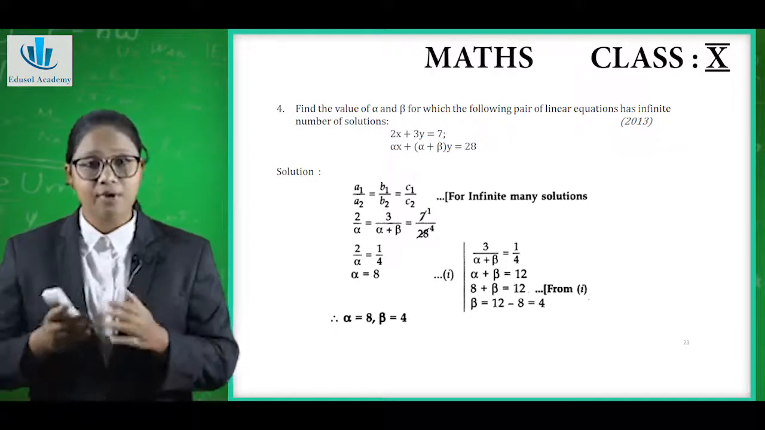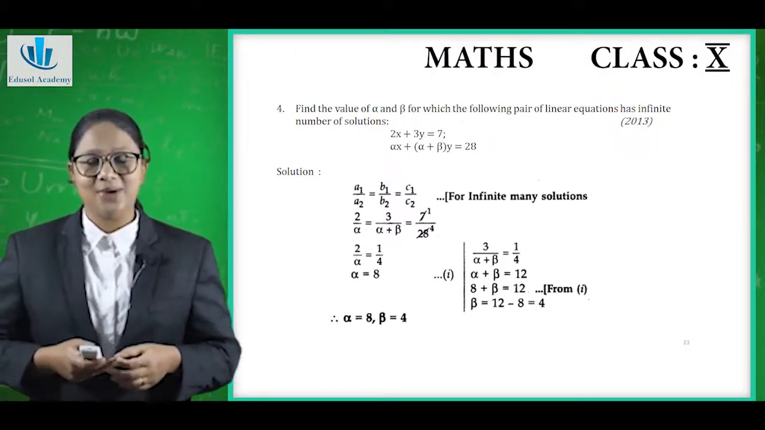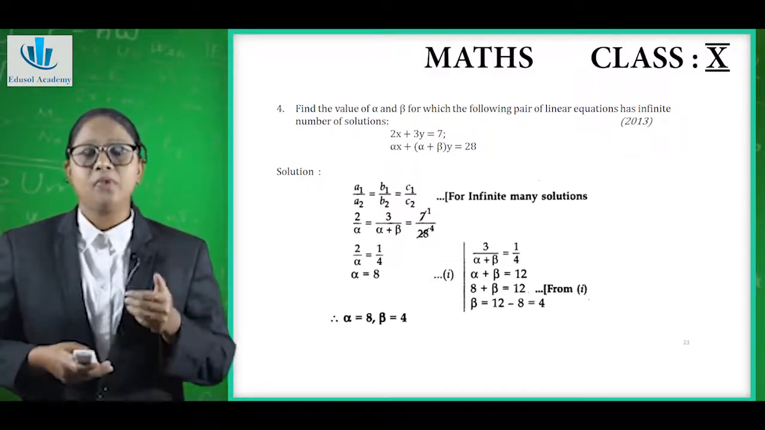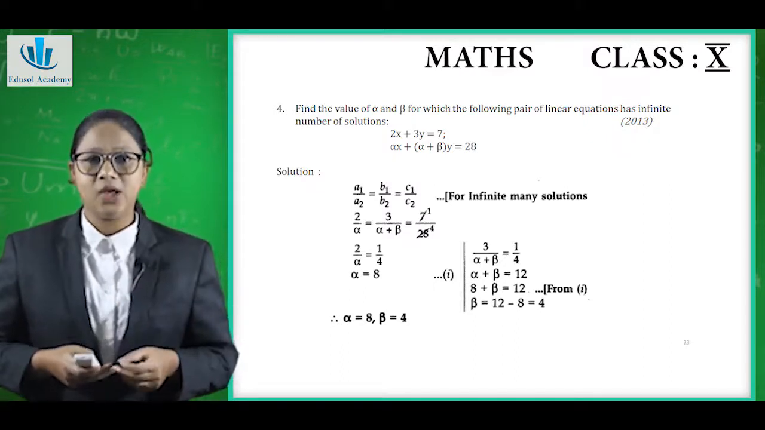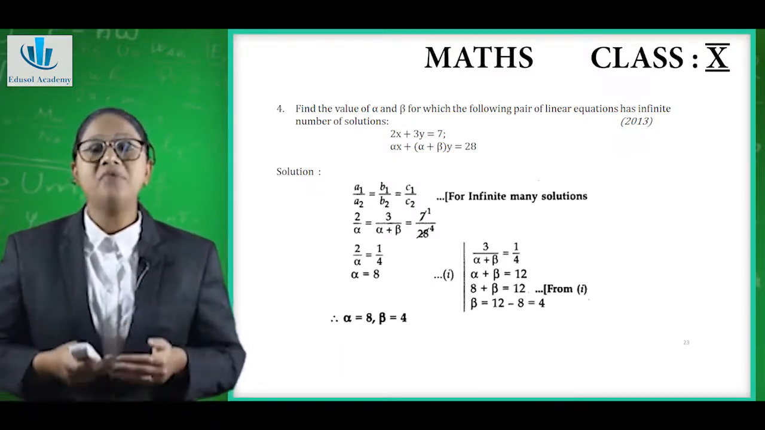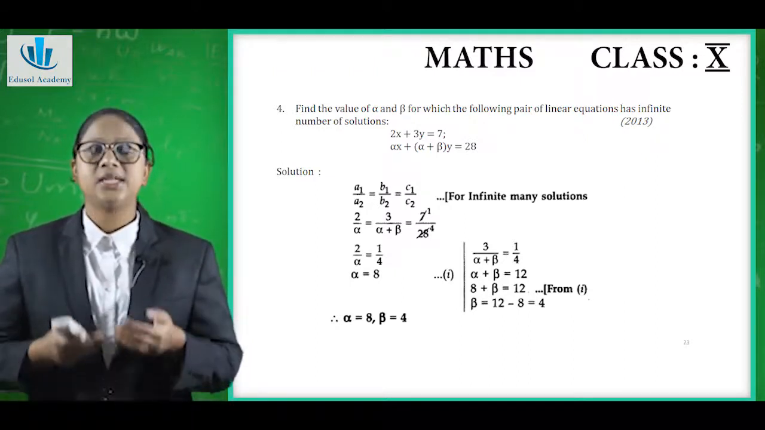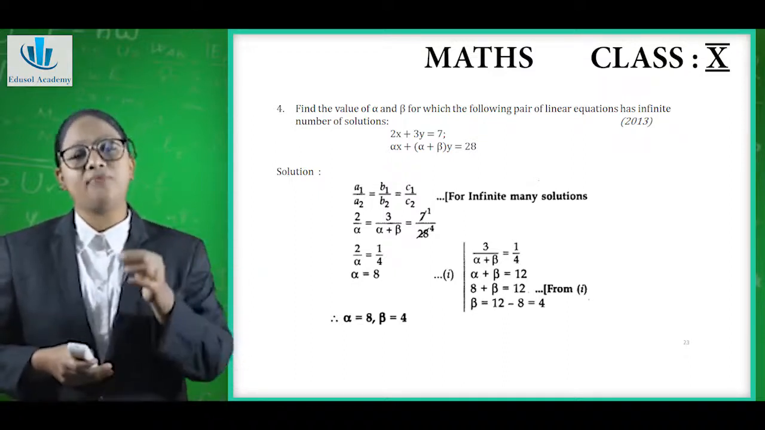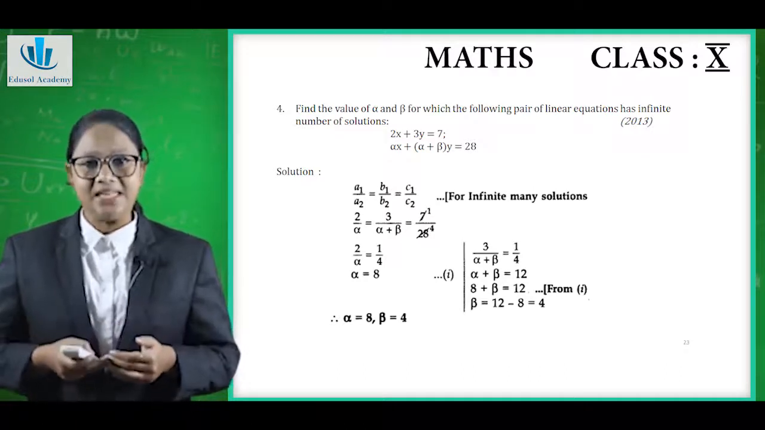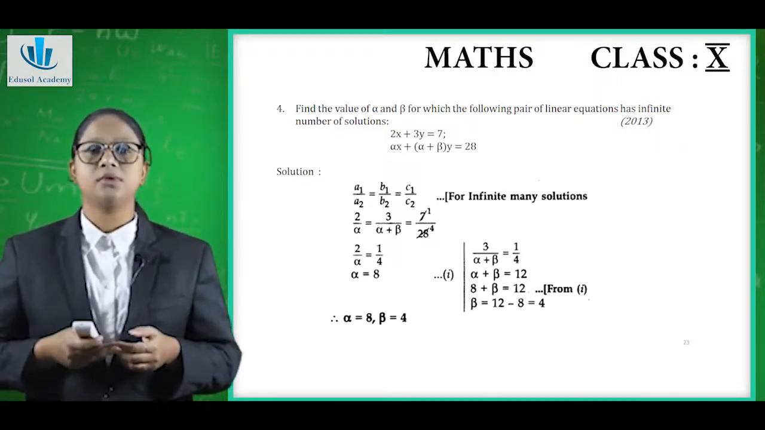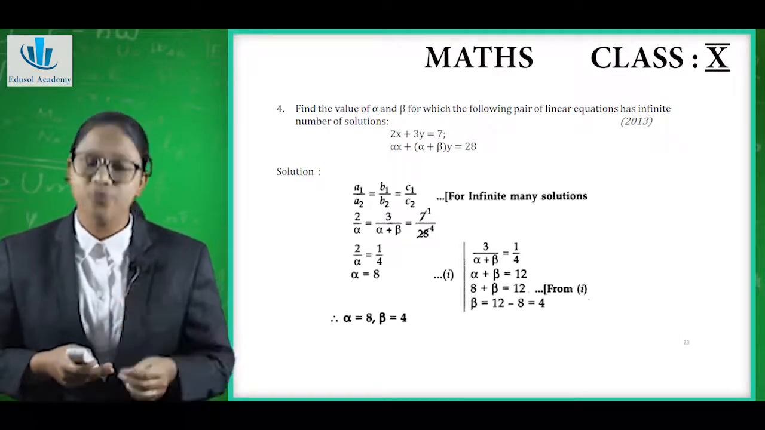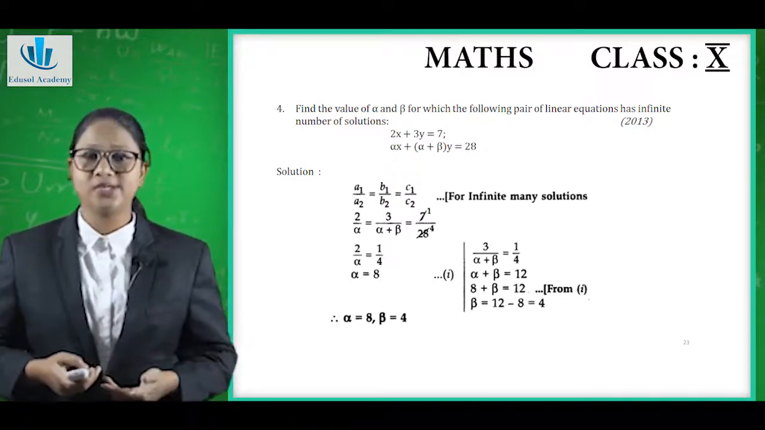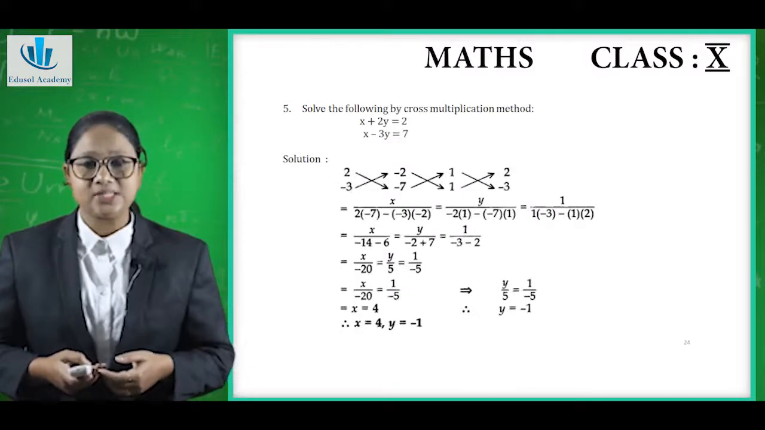Taking their ratios, we will get 2 by alpha is equal to 3 by alpha plus beta is equal to 7 by 28. Cancelling 7, we will get 1 by 4. Now we can equate 2 by alpha to 1 by 4. We will get alpha as 8. And equating 3 by alpha plus beta is equal to 1 by 4, and putting the value of alpha in the equation, we will get alpha plus beta as 12. 12 minus 8, that is 4. Therefore, alpha is 8 and beta is equal to 4. I hope you understood the steps. Moving on to the next question.